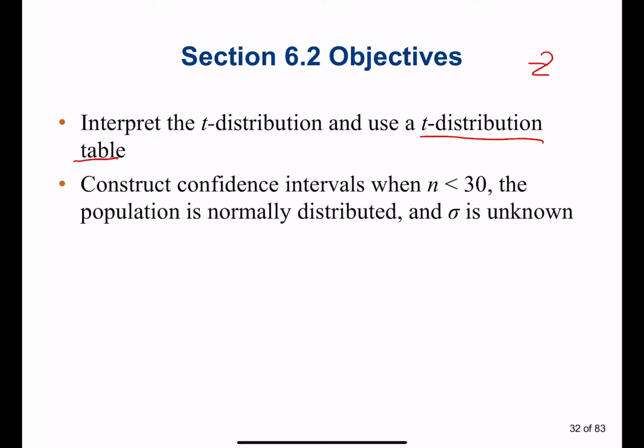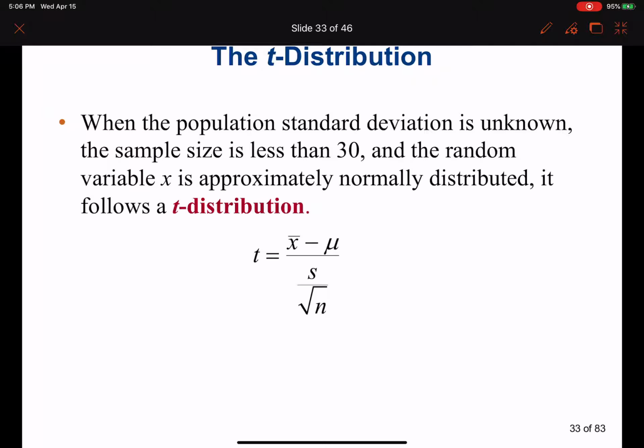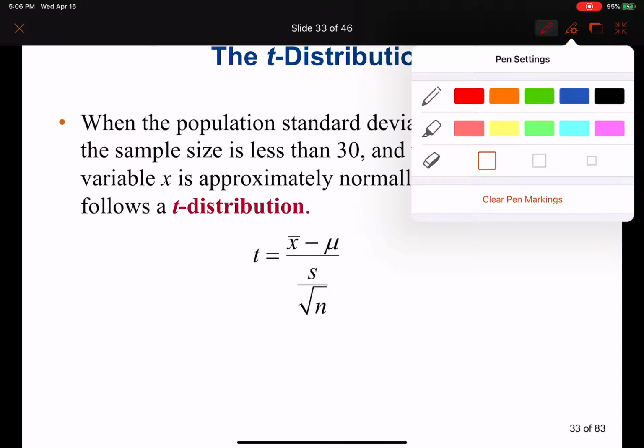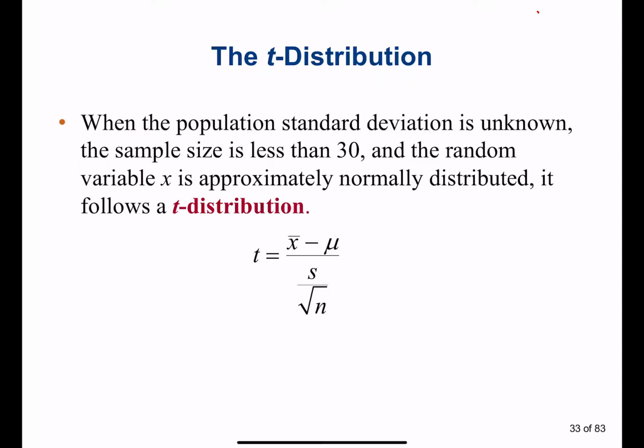So if we need to construct a confidence interval for a sample size less than 30, and it's a normal distribution, obviously all of it we consider as a normal distribution, and sigma is unknown, then we are going to use the t-distribution. So let's see. For the t-distribution, we need to know the value of t.